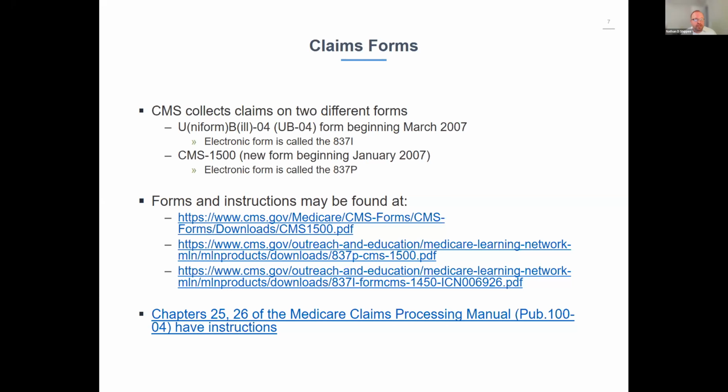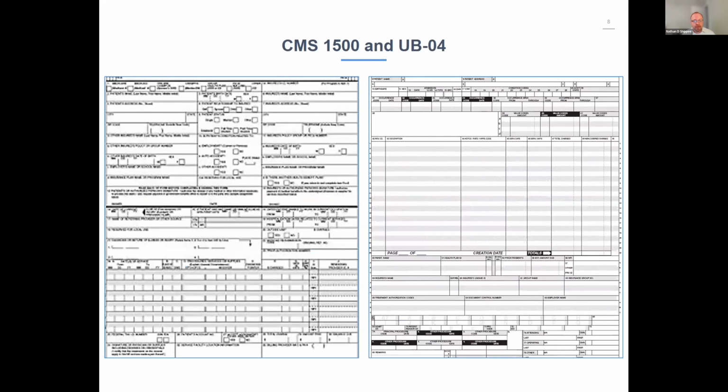We do have forms and instructions at these links, and in our ResDAC offices, we have all kinds of billing guidance books and documents, because it really does help us to understand exactly how health systems might be submitting these when we're trying to answer questions. We sometimes even reach out to billing departments. So these are the paper forms.